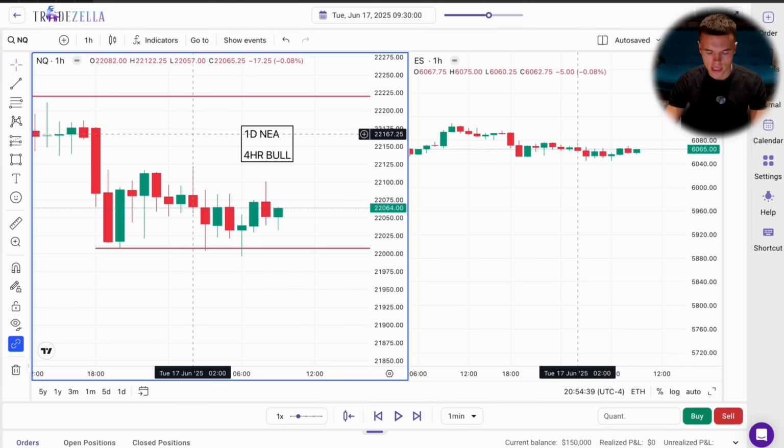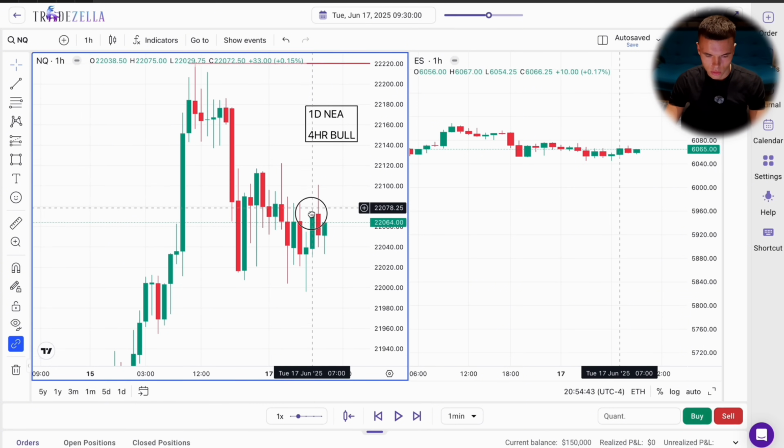Now we're going to take a look at the hourly time frame and understand the overall draw for the hourly time frame.